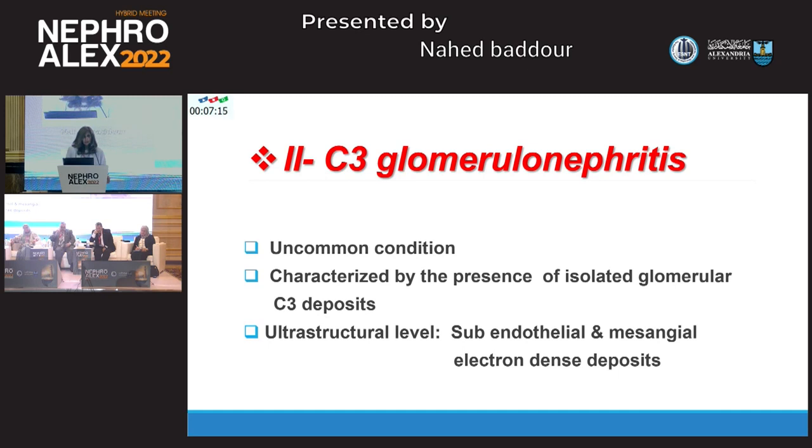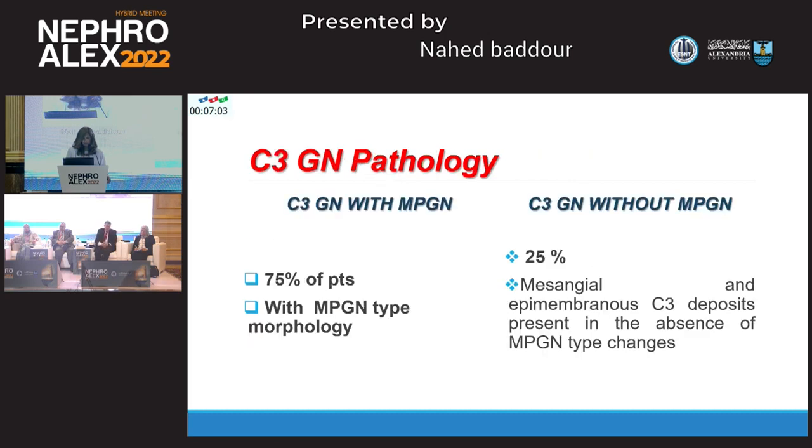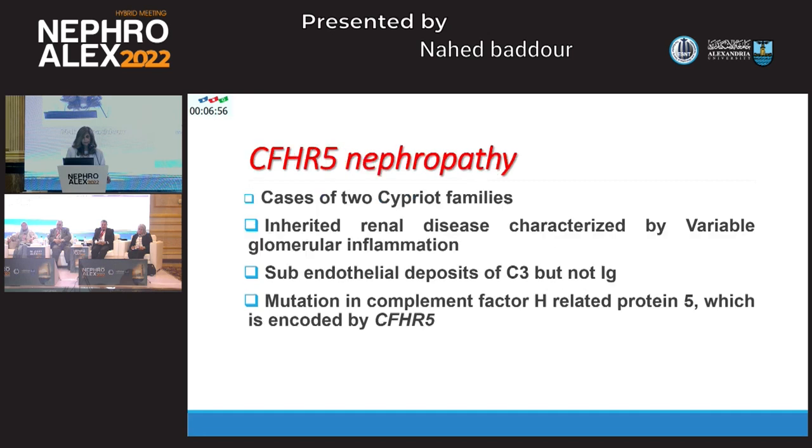So the second form is C3 glomerulonephritis. It is characterized by isolated glomerular C3 deposits, and you have mainly mesangial electron-dense deposits. Again, it doesn't have to have an MPGN type morphology. Now, there's a specific report of 2 Cypriot families with inherited renal diseases with subendothelial deposits of C3 but not immunoglobulin, and they had a mutation in complement factor H-related protein 5.